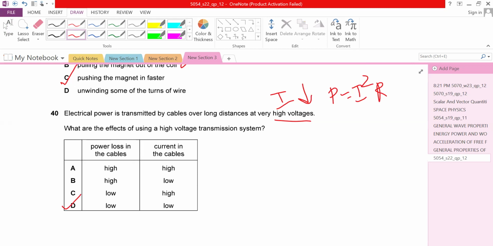So this was the end of the May June 2022 paper P12. I hope you understood it.